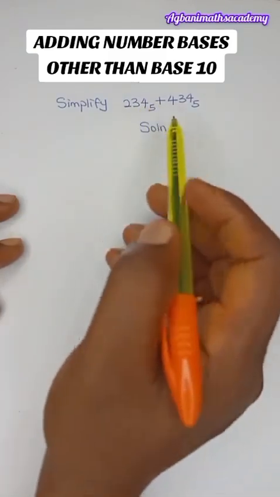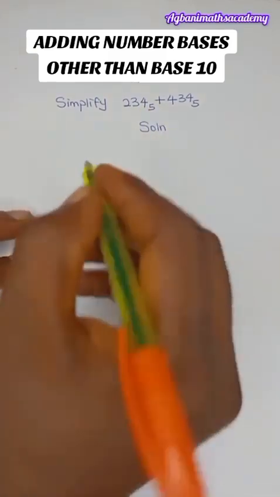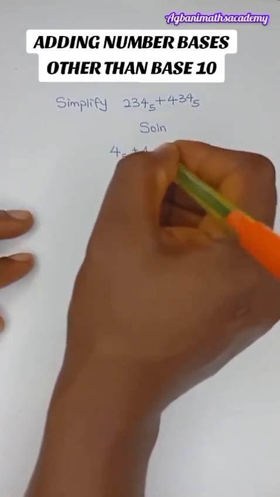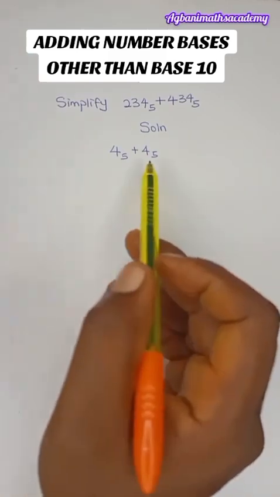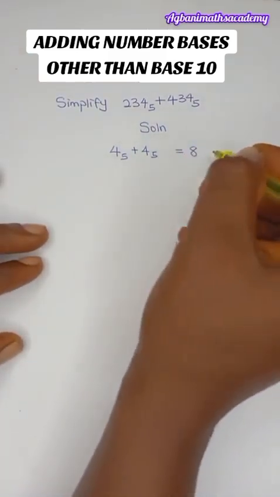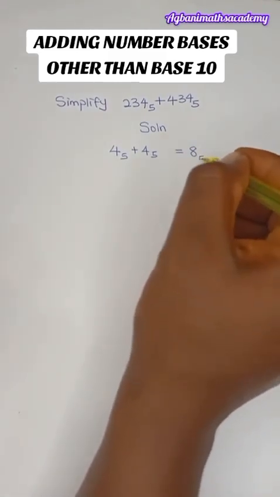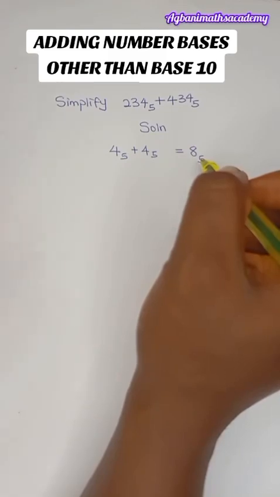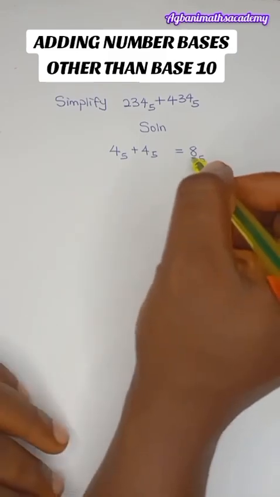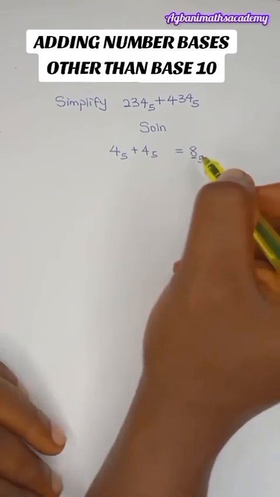So before we solve this, let's look at a simpler form. If you have 4 base 5 plus 4 base 5, okay? Normally, 4 plus 4 is supposed to give you 8, correct? But we cannot have 8 base 5 because numbers in base 5 are all less than 5. So in base 5, we cannot have 5, 6, 7, 8, or 9. We can only have from 0 to 4. This means that this value here is not appropriate.